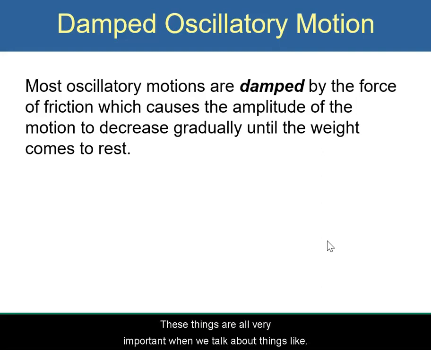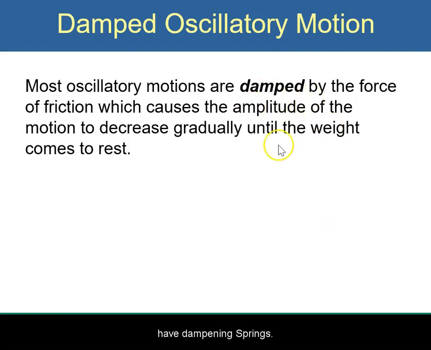These things are all very important when we talk about things like retrofitting a building for earthquake motion, right? Because what happens during an earthquake is a building will shake, it'll oscillate to the point that it breaks and it topples and falls over. So we have dampening springs to dampen that oscillation motion of a building in an earthquake.